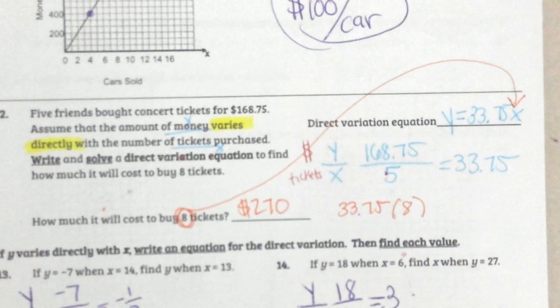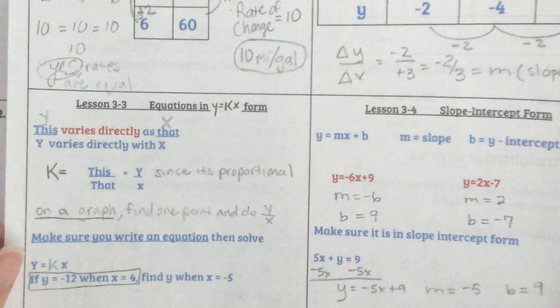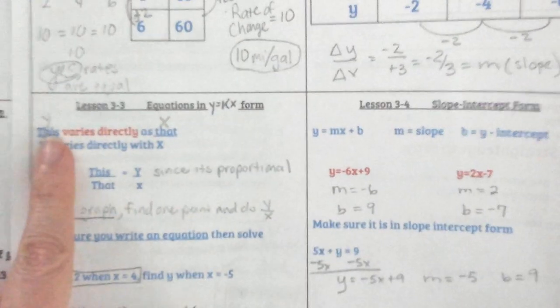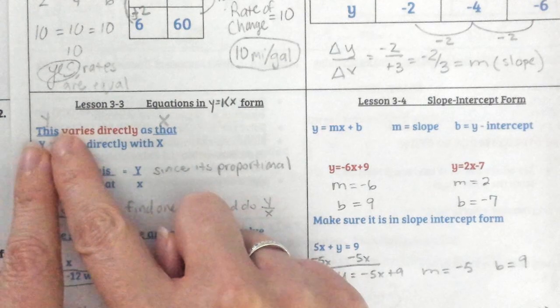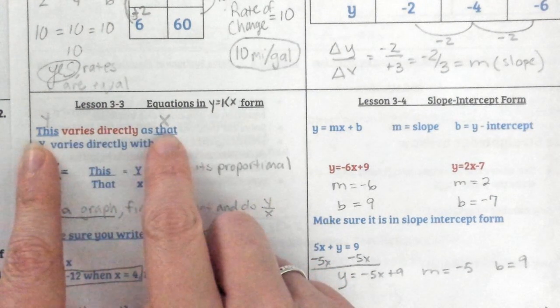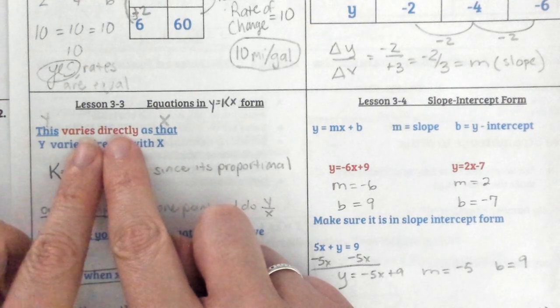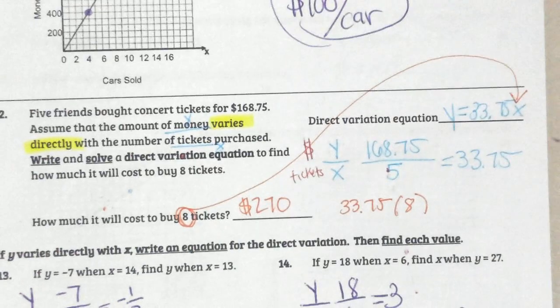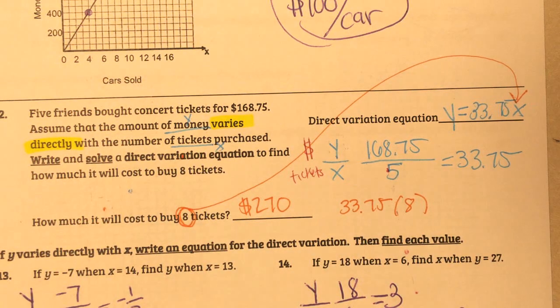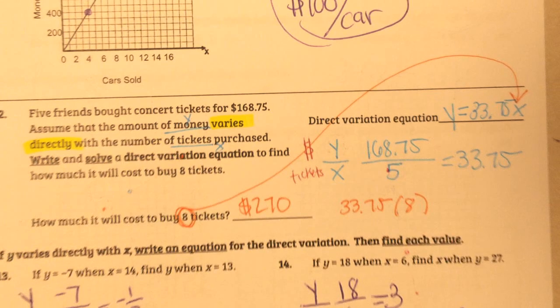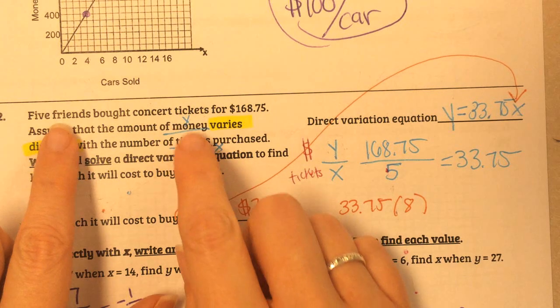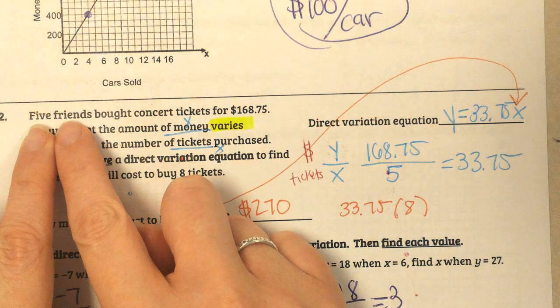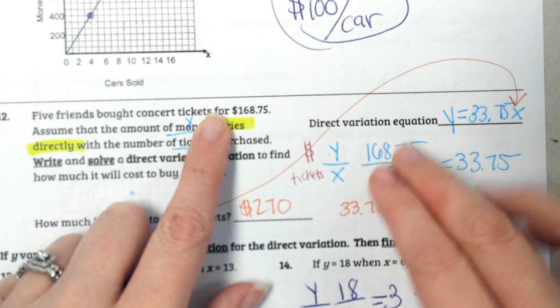The next one, we're going off of this part to help us in a story problem. Remember, it's always y varies directly with x. So in a story problem, look for where it says varies directly and use that sentence to tell me what my y and what my x is. All right? So in this case, 5 friends bought concert tickets for $168.75. Do not use that sentence. That sentence doesn't say varies directly. I had some people doing that, and then they thought the 5 was the first number and this was the second number, and they had them backwards then.